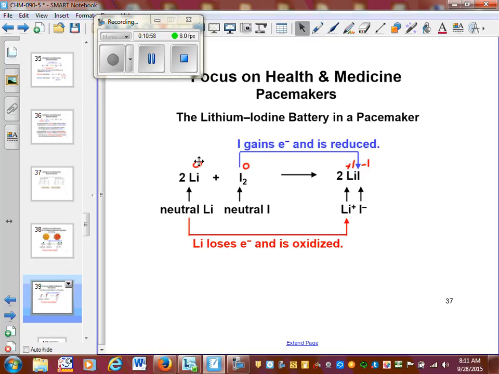Where else do we use iodine in medicine? Yeah, Betadine. You guys are probably too young to remember, but when I was young, if you got a cut, your mother put tincture of iodine on there. And it would burn like crazy because, A, the alcohol makes it burn, and the iodine is an oxidizing agent.